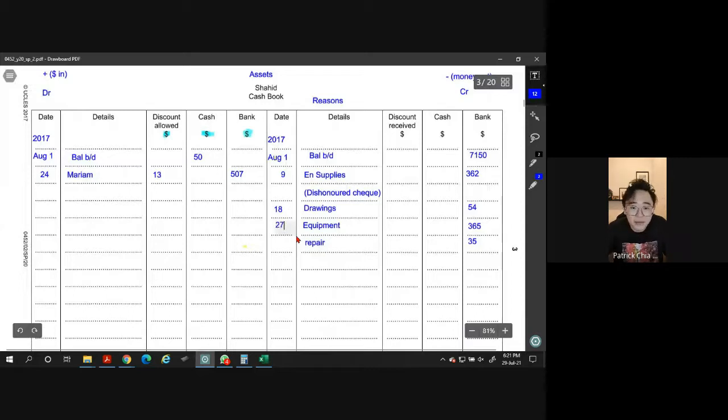Okay, for the date, you can either put 27 on each line, or you can just put 27 once. Technically, if I put 27, whatever happens after that is all going to be the same date until you change to a new one. Let's say later on I have wages and then I change to 30. So the repair is automatically treated as the same date as the one on top.